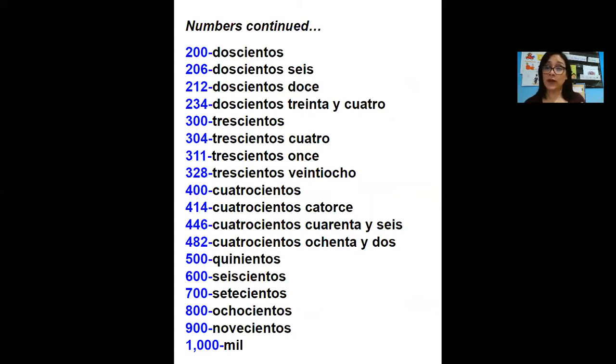So if I wanted to say 205, doscientos cinco, it follows the same pattern. 206, doscientos seis. Notice it's not ciento, it's cientos, 200.